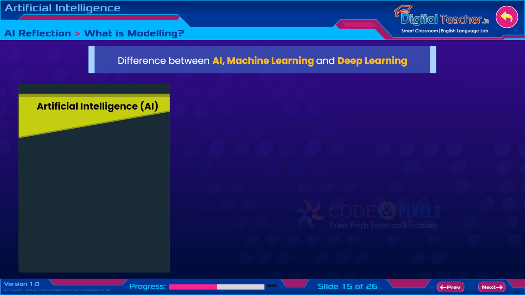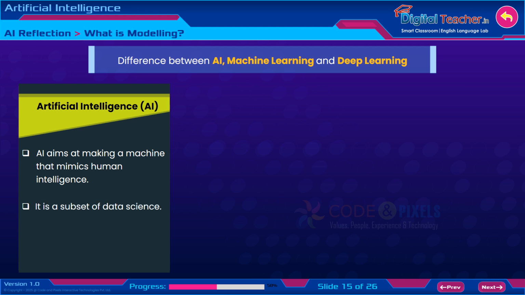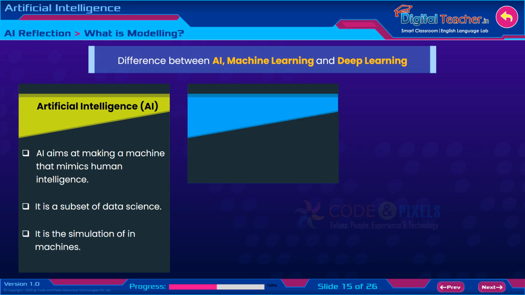Artificial intelligence. AI aims at making a machine that mimics human intelligence. It is a subset of data science. It is the simulation of human intelligence in machines.